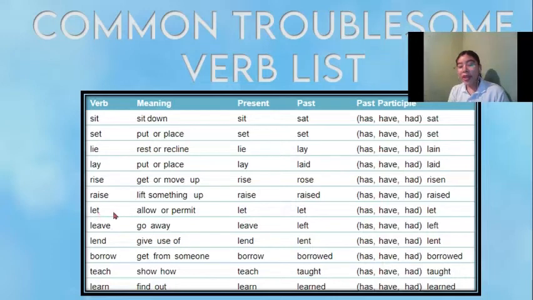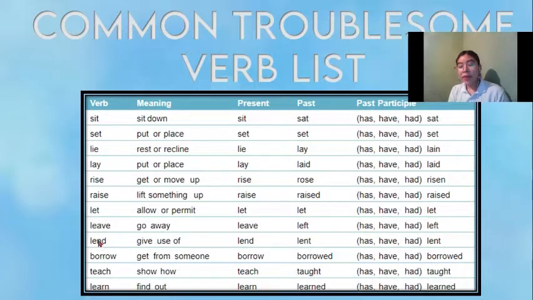Then we have the verb let, which is to allow or permit. Its present is let, the past is let, and the past participle is also let. Then we have the verb leave, which is to go away. The present is leave, the past is left, and the past participle is left.